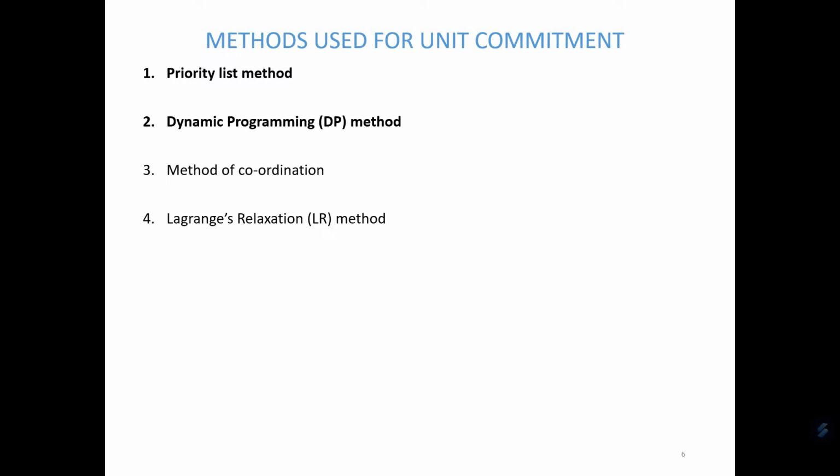Now, what are the different methods of unit commitment available in power system? There are mainly four methods. First one, priority list method. Second one, dynamic programming method. Third, method of coordination. And fourth, Lagrange's relaxation method. But for this video, we are going to study the dynamic programming method. That is the second method of unit commitment.